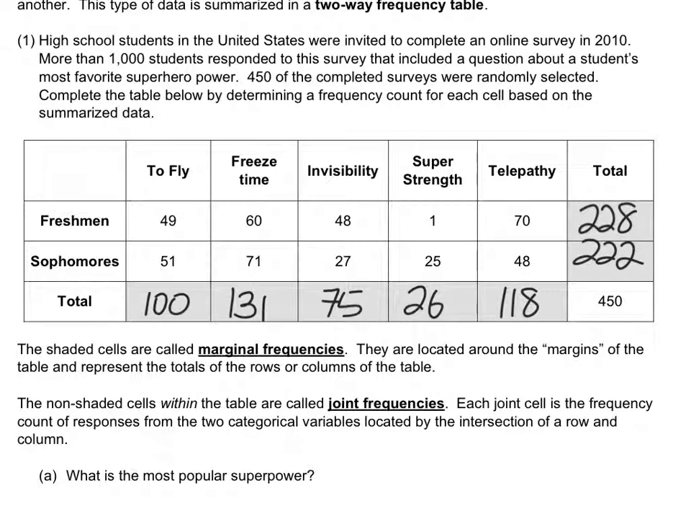So where the two variables join with one another, like for example, sophomores and freezing time.